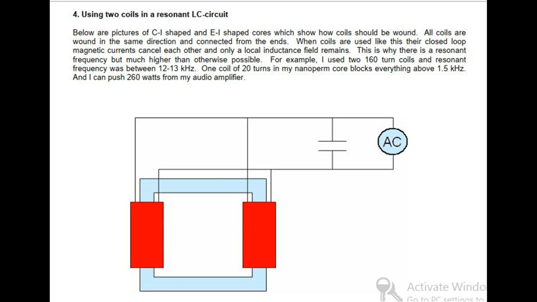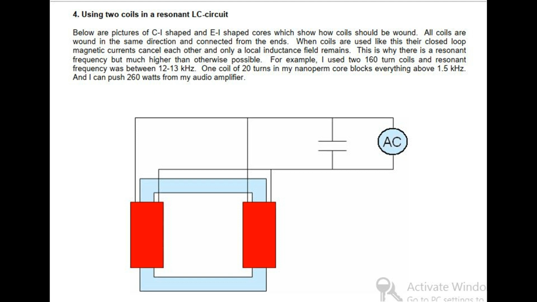Below are pictures of CI-shaped and EI-shaped cores which show how coils should be wound. All coils are wound in the same direction and connected from the ends. When coils are used like this, their closed-loop magnetic currents cancel each other and only a local inductance field remains. This is why there is a resonant frequency but much higher than otherwise possible.